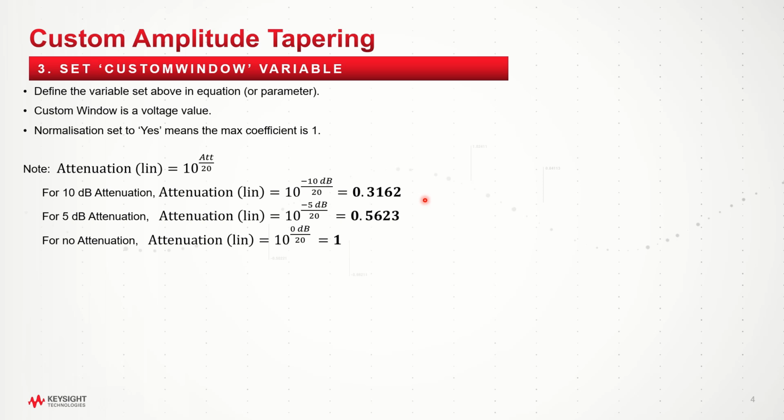What that means is, for example, if we're applying a tapering of say 10 dB attenuation to a section of our phased array, in that case the custom window value will be 0.316, and if you're applying a 5 dB attenuation, then it will be 0.5623. And in a case where we don't want to apply any attenuation, of course the value will be set to 1, because we've normalized that variable in such a way that the maximum coefficient will be 1 where there is no attenuation applied.